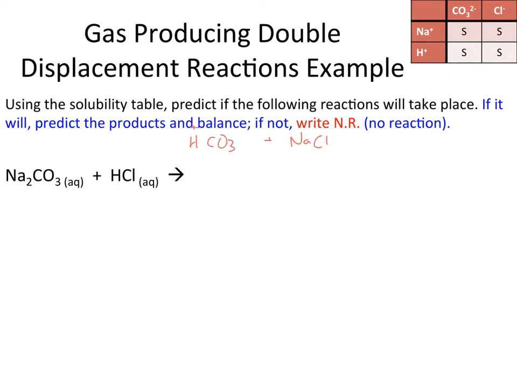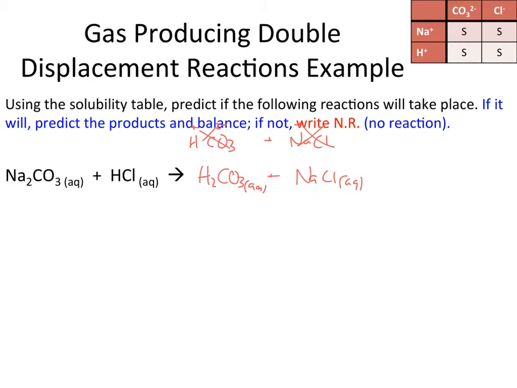Now to create the formulas, I need the charges. Hydrogen is going to be 1+, CO3 is 2-, so I'm going to cross, and Na is 1+, and Cl is 1-, and again I'm going to cross. So what I get as products over here is H2CO3 plus NaCl. Now in this case, I have to figure out what my states are going to be. So I look at my solubility table here. Hydrogen with CO3 is going to be soluble, so that means this is going to be aqueous. And again, my NaCl is going to be soluble, so that is going to be aqueous.